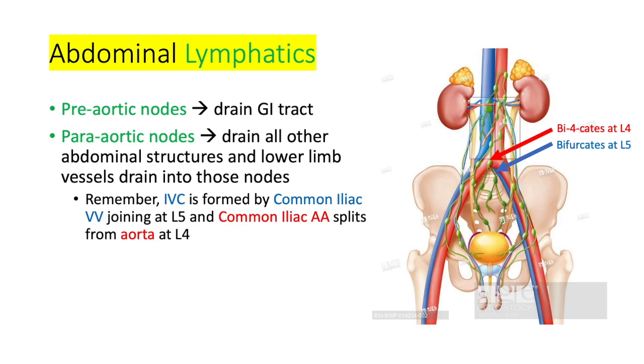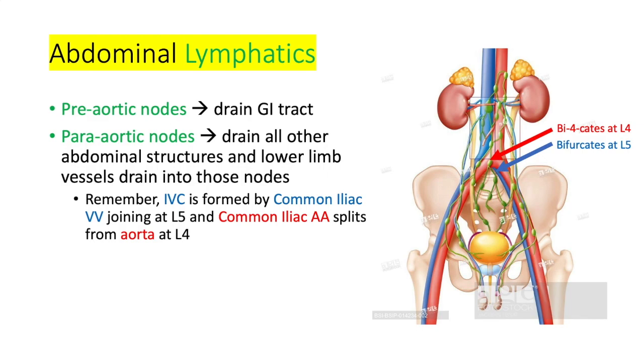Okay, we've got some more lymphatics to talk about. So there's pre-aortic nodes and there's para-aortic nodes. Pre means before and para means around. So the pre-aortic nodes drain the GI tract, and then the para-aortic nodes drain all other abdominal structures, and lower limb vessels drain into these nodes.